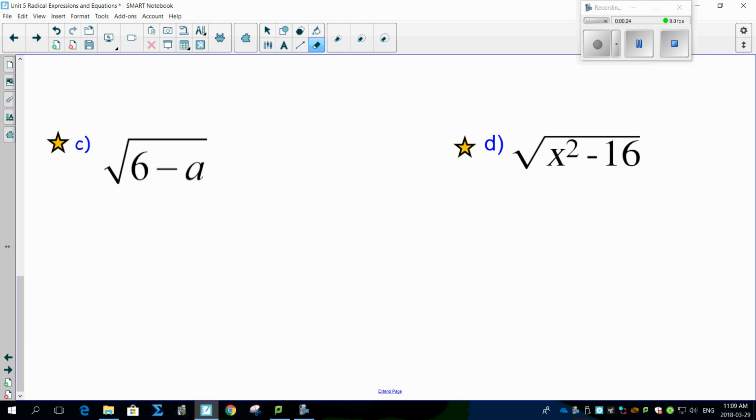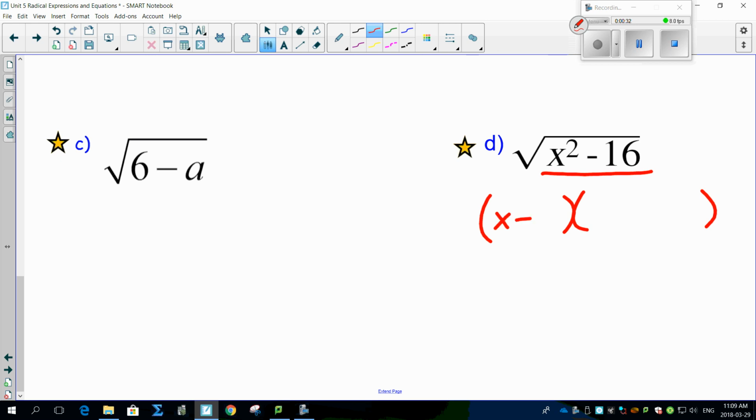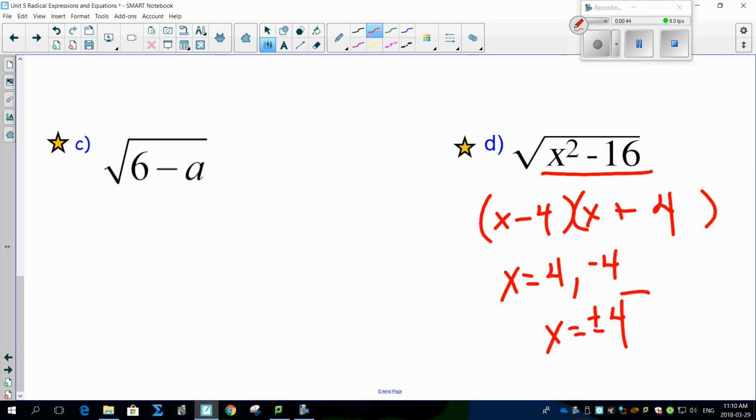Because what you have to realize here is this. That's x squared minus 16, which is a difference of squares. That actually works out to be x minus 4 and x plus 4 when you factor it, leaving you two values, x equaling 4 and x equaling minus 4, or like we like to say, plus or minus 4 is our answer. But here's something that a lot of students don't realize.